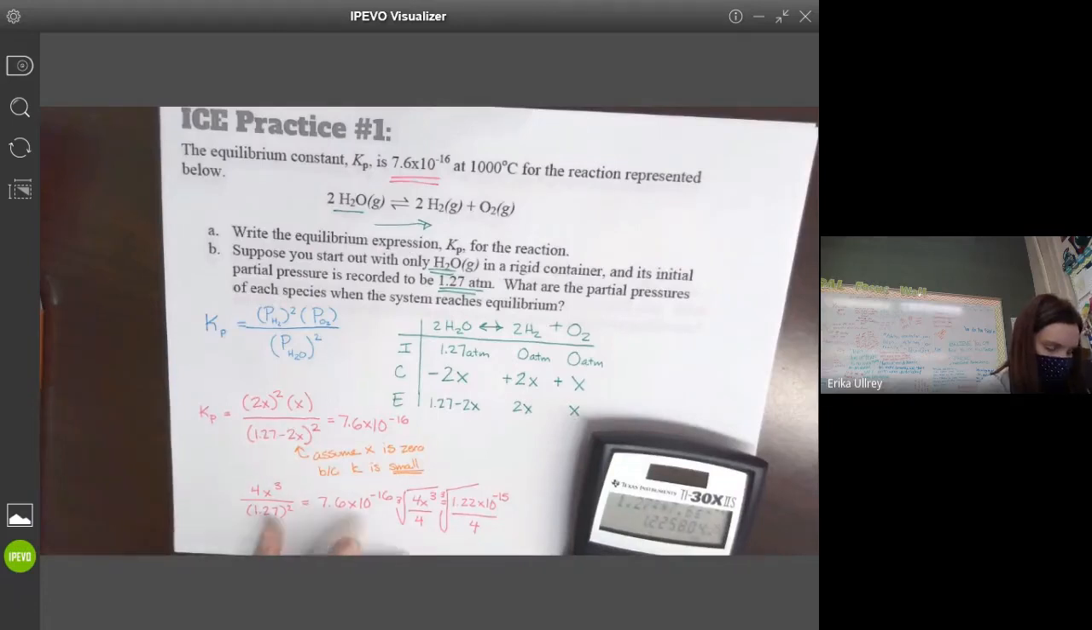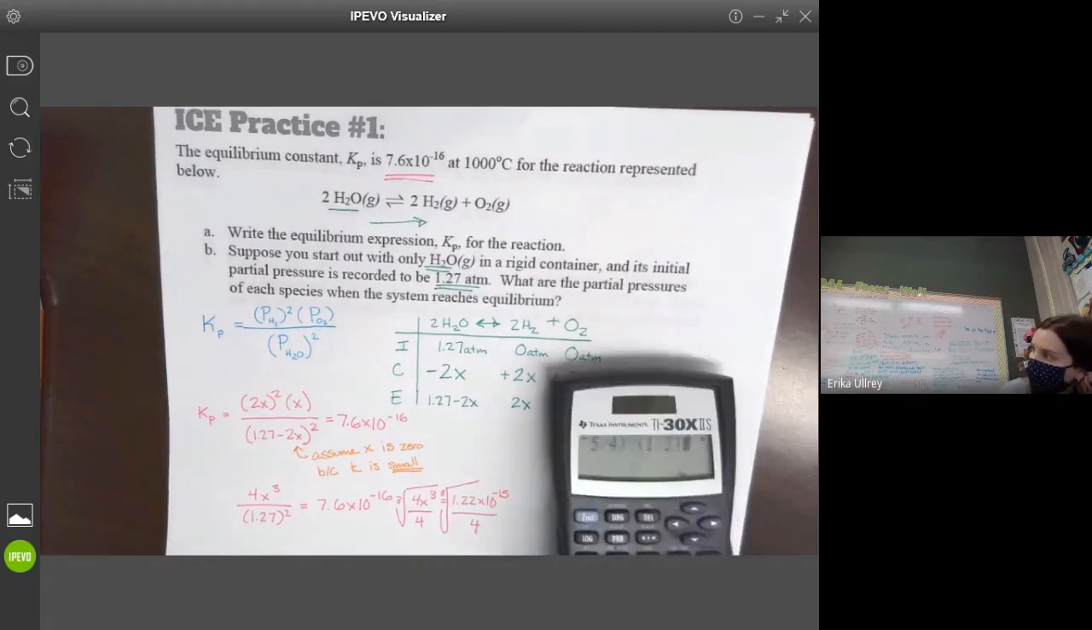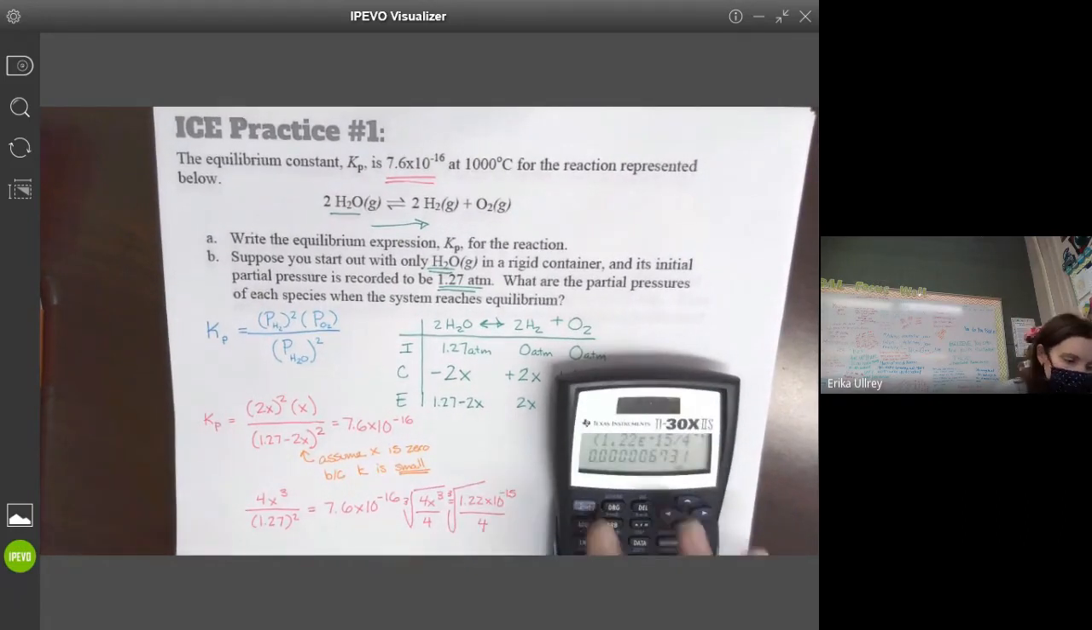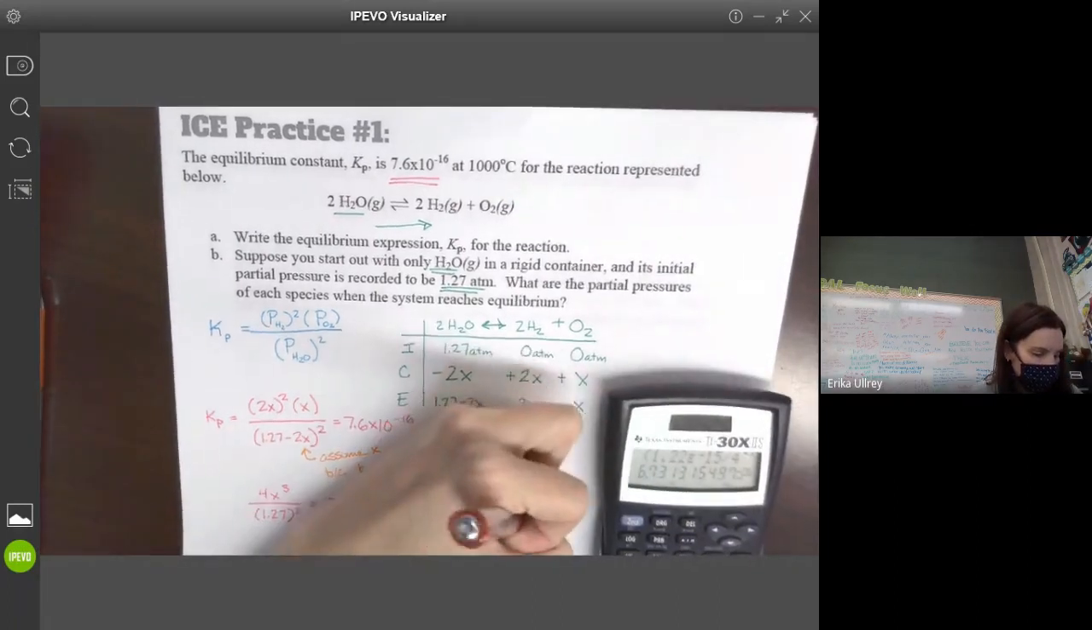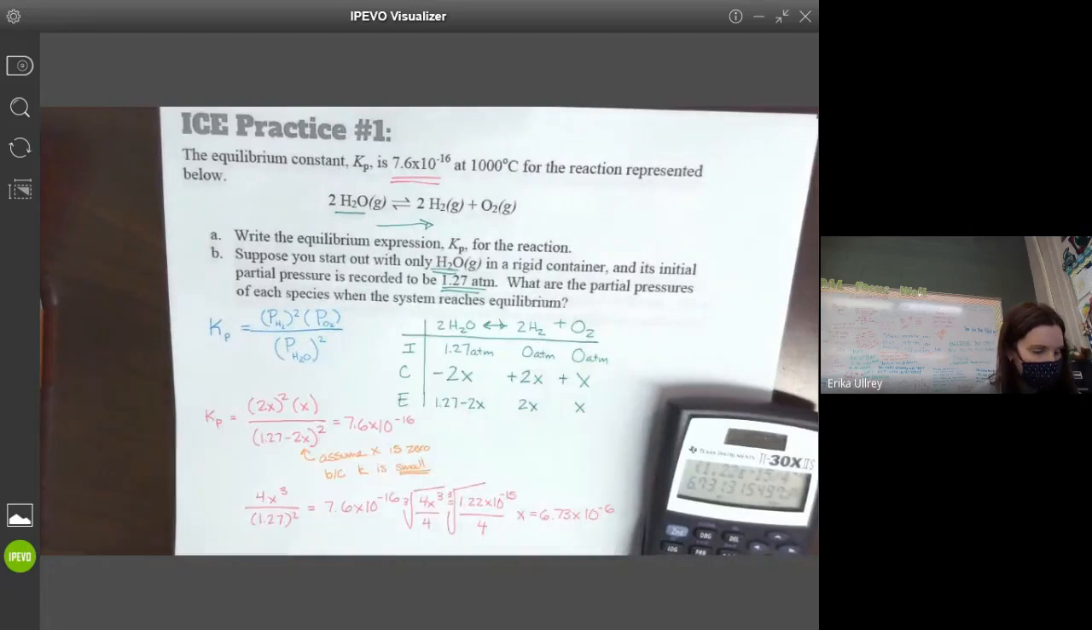The easiest way to do this is to raise something to the 1/3 power in terms of typing on the calculator. So parentheses, the quantity 1.22 E negative 15 divided by 4. And then I raise it to the 1 divided by 3. That's the same thing as taking a cube root. And I hit enter. X comes out to be really tiny. So my x is equal to 6.73 times 10 to the negative 6.